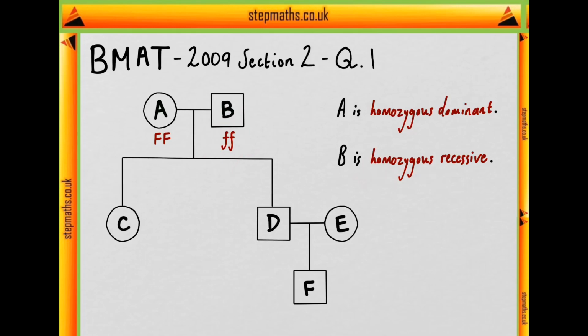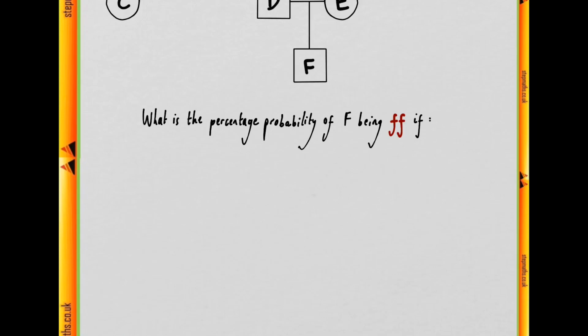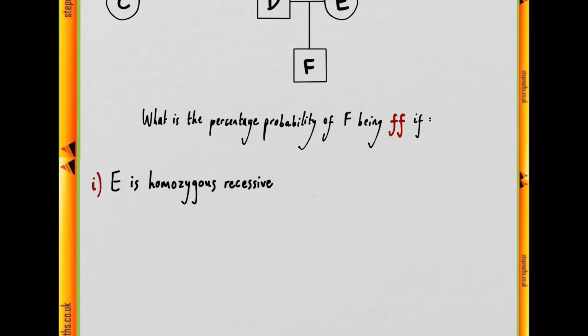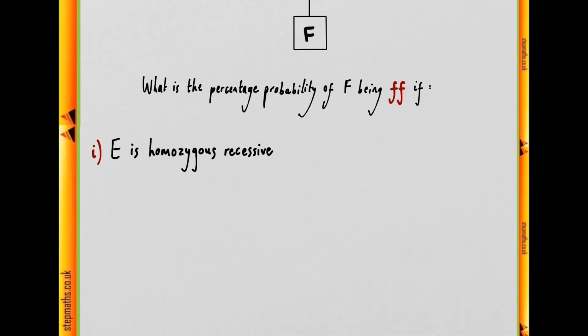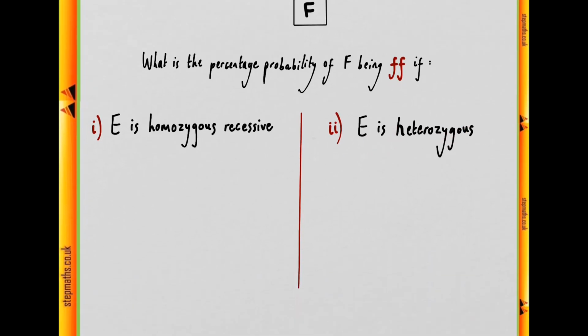Okay, so now that we've made that clear, what we're being asked is, what is the percentage probability of individual F, this individual here, being homozygous recessive, like B, if, and we have two things to fill out in our answer table. Firstly, E, its mother, is homozygous recessive, and also the probability if E, the mother, is heterozygous. So two probabilities are required, one corresponding to E being homozygous recessive, and secondly, E being heterozygous.